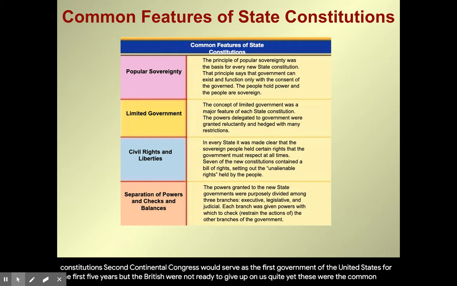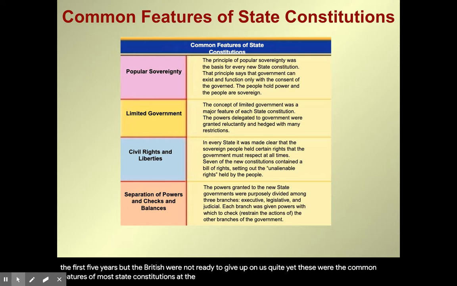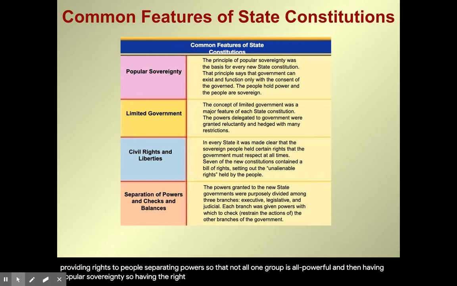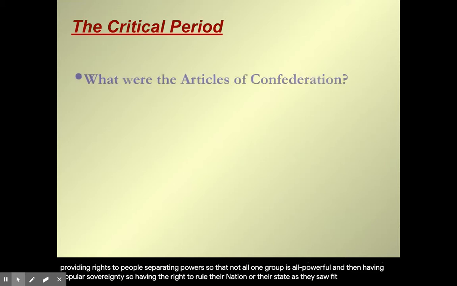These were the common features of most state constitutions at the time: limited government, making sure there was no king, providing rights to people, separating powers so that not all one group was all powerful, and then having popular sovereignty, so having the right to rule their nation or their state as they saw fit.